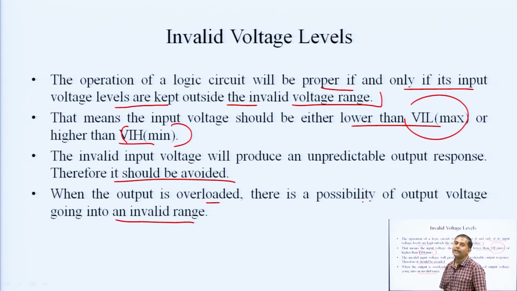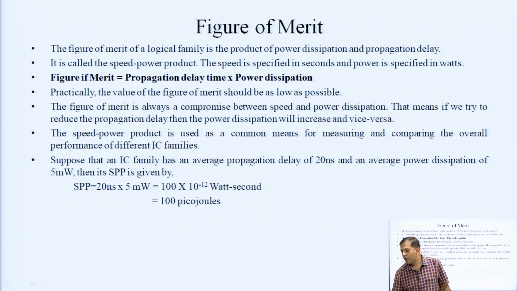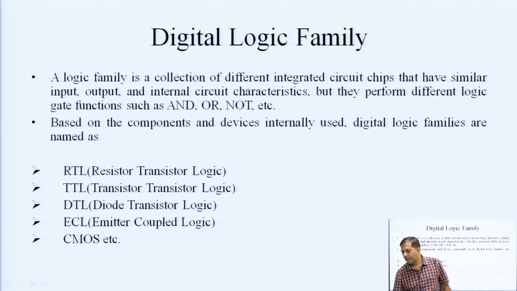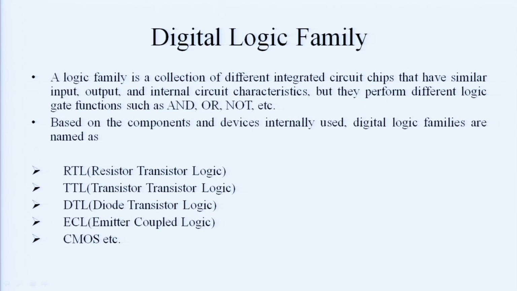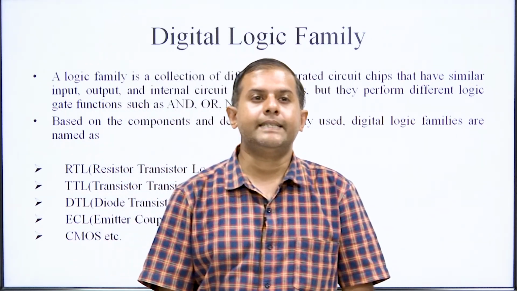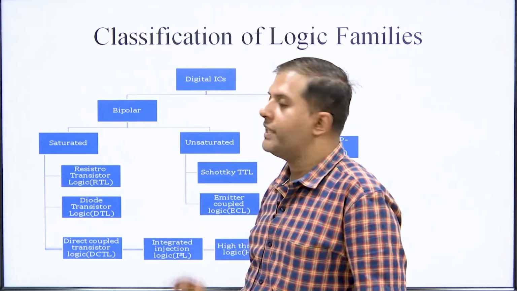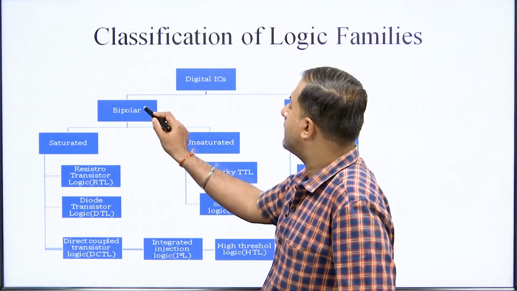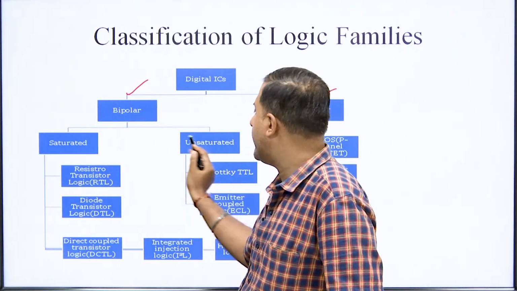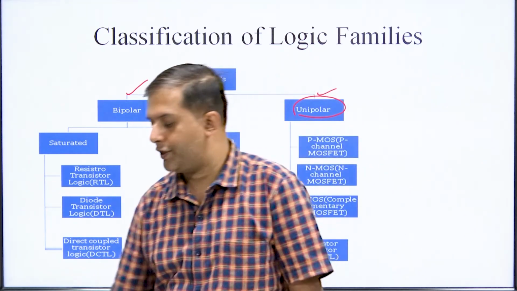Okay. So, in this lecture video, we have started with logic families. First of all, we have discussed different types of logic family examples like RTL, TTL, DTL, ECL and CMOS logic. Then we have seen the classification chart. There are two main types, bipolar and unipolar; bipolar is saturated and unsaturated, and unipolar is basically the CMOS and PMOS logic. Okay.